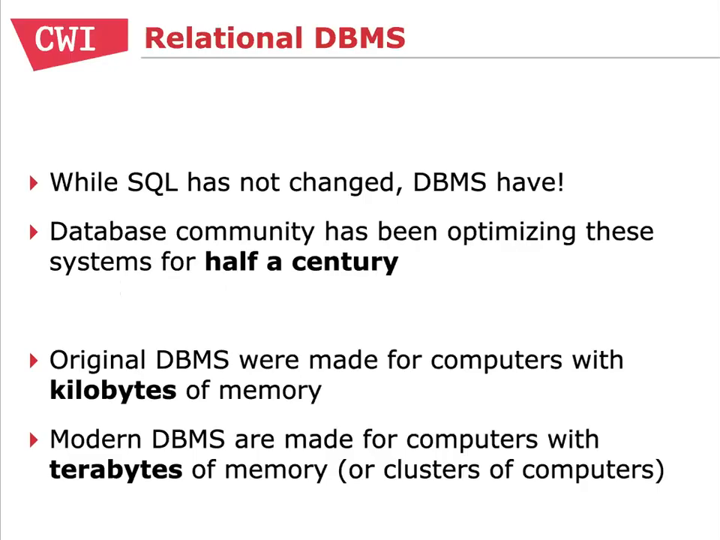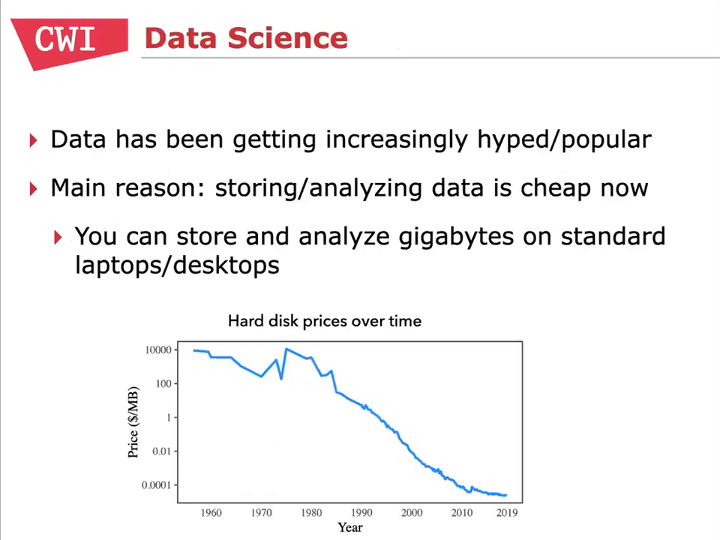So the original systems, they were very simple. They were made for simpler scenarios, for small amounts of data, because they also had to run on computers that had just kilobytes of memory and maybe megabytes of disk space. And the modern systems, they are again completely different because they're optimized for computers that actually have maybe even terabytes of memory, or they even run on clusters of computers with many computers connected together to work together to answer individual queries.